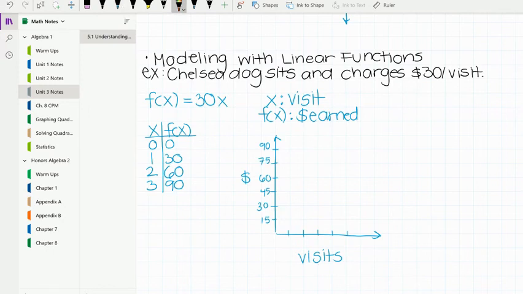And then from there, we're going to plot our points. So for 0 visits, it's $0. For 1 visit, it's $30. For 2 visits, 60, and for 3, 90.